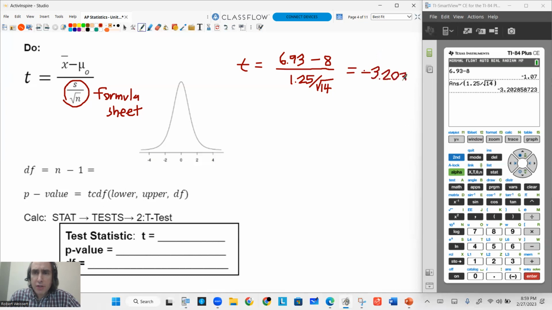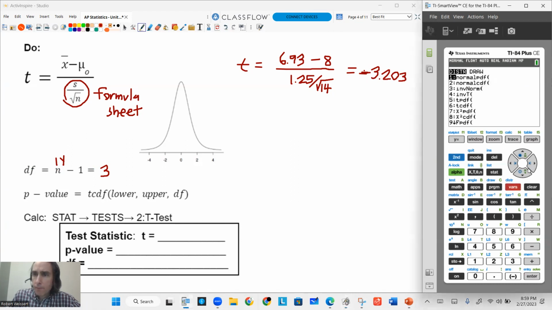Now we're ready to actually find our p-value and get all this information. Remember, our degrees of freedom is always going to be our sample size minus 1. In this case, it's 14 minus 1, which is 13. And I like to use tcdf. With tcdf, it's going to look like the following. We go to second vars and go to tcdf, option number 6. And we're going to keep our lower bound at negative 1E99 because this is a negative t value.